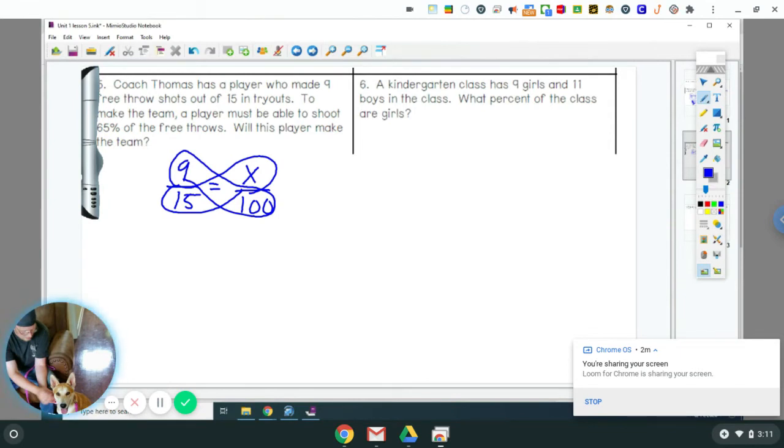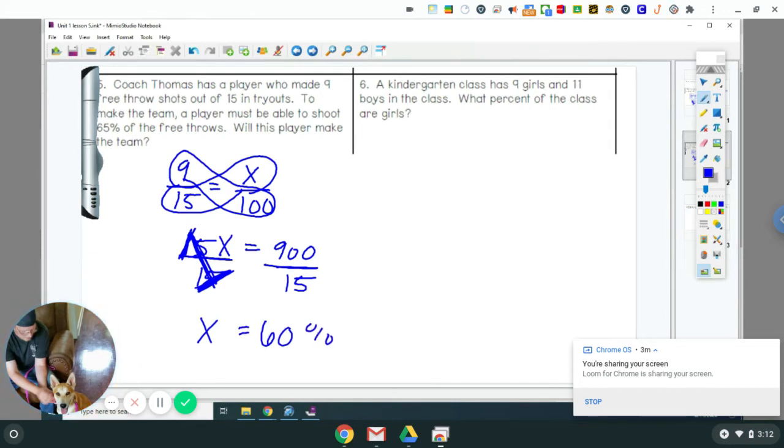So we're going to do x times 15, which is 15x, and 9 times 100, which is 900. And you're going to divide 15 to the left, divide 15 to the right. This cancels out. And then you're going to do 900 divided by 15, which is exactly 60. So he's only able to shoot 60%. So no, he will not be able to make the team.